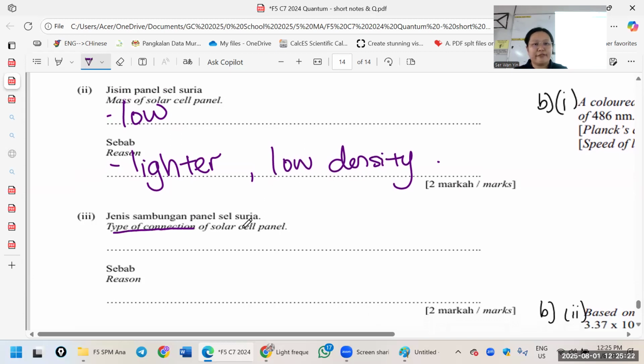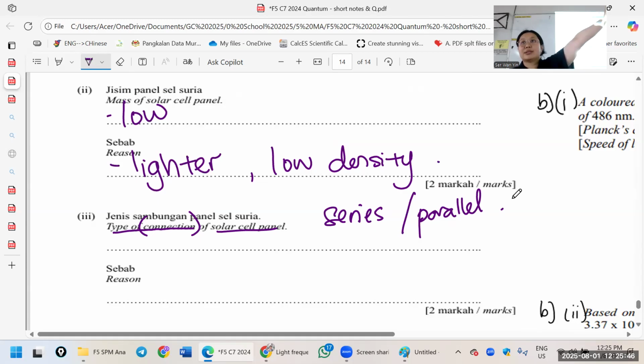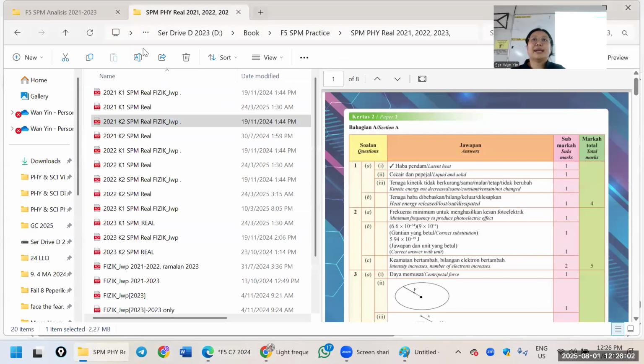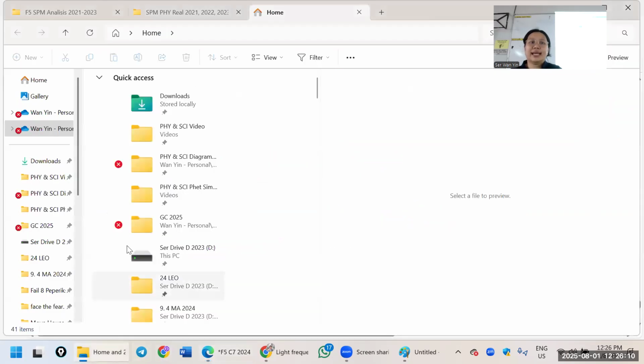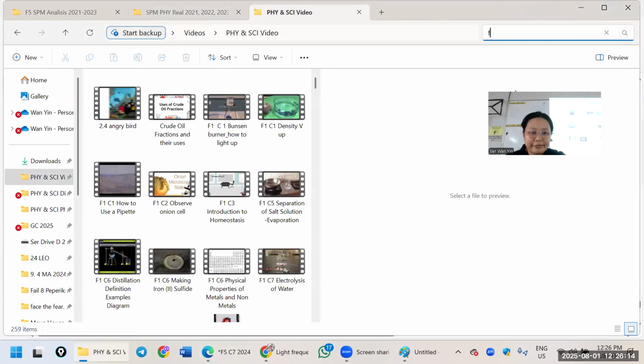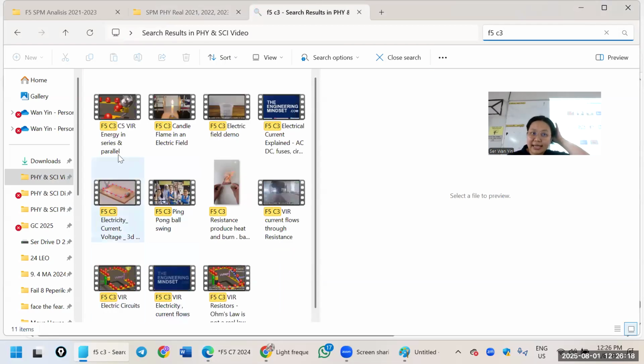Now, type of connection for solar cell panel. 不是，connection means how they connect. Connect normally got two, series or parallel. 两个三个 parallel，剩下的 majority. This one, yes, answer actually is series. This one we need to look back to chapter 3, Form 5, chapter 3. Look at this.